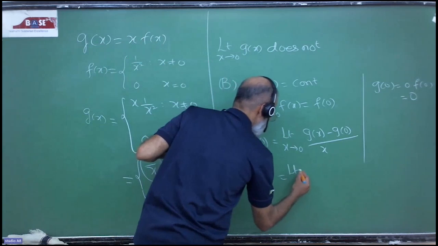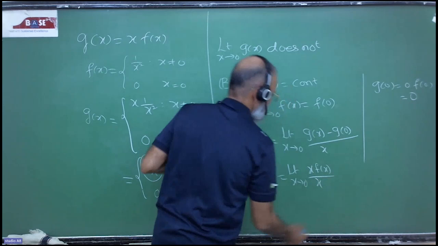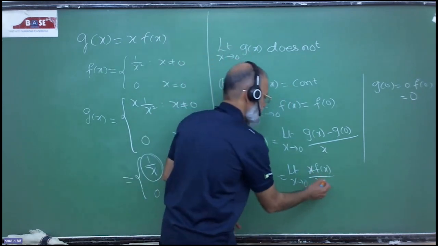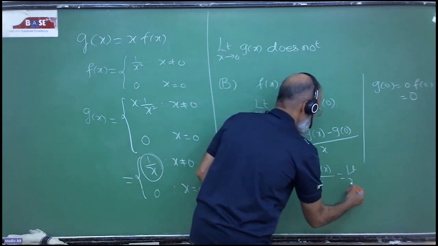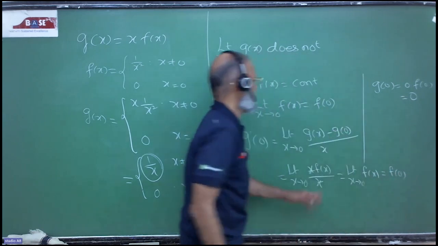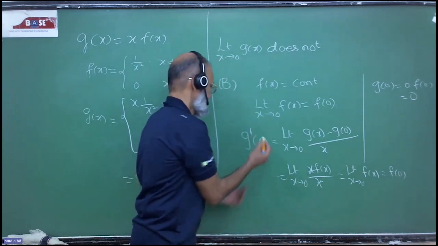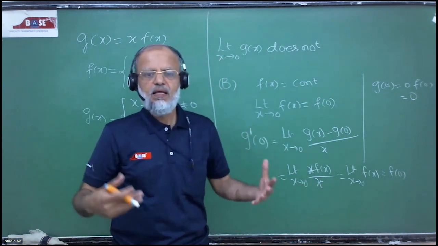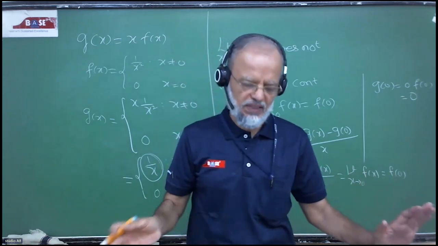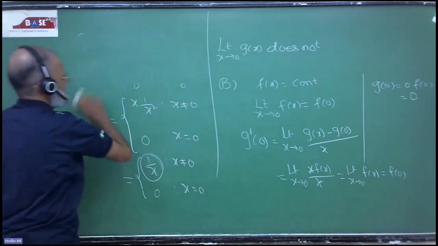So I can say here, limit x tending to 0, it is x into f of x divided by x. If I simplify this, I am seeing that this is equal to limit x tending to 0 of f of x. So this will be equal to f of 0, which is finite. Now if this value is finite, that means this g dash 0 is existing. Hence I can say that this function is differentiable. That is the point.